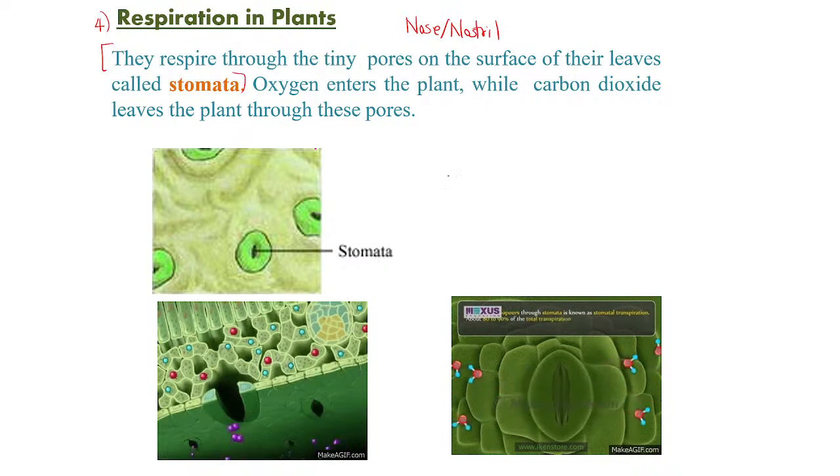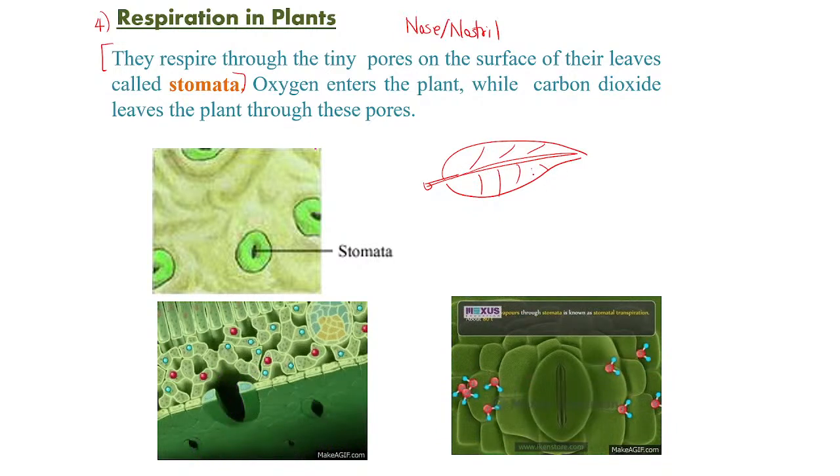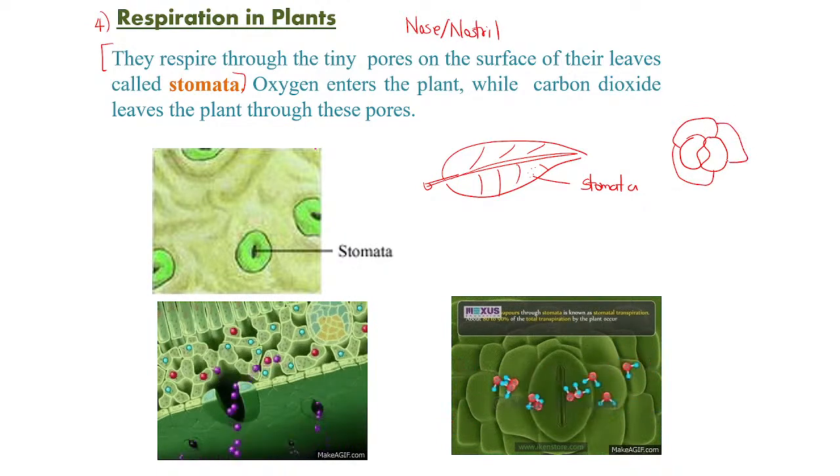And where are these openings present? On the leaf. On the lower side of the leaf, you will find some tiny openings. These tiny openings are called stomata. These stomata help in the exchange of gases. What are stomata? As I told you, these are tiny openings which are surrounded by guard cells. Now these guard cells open and close.